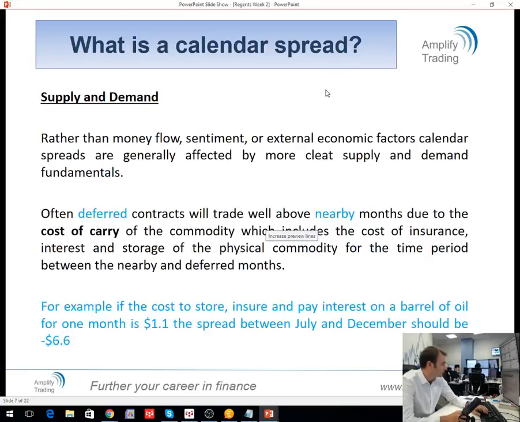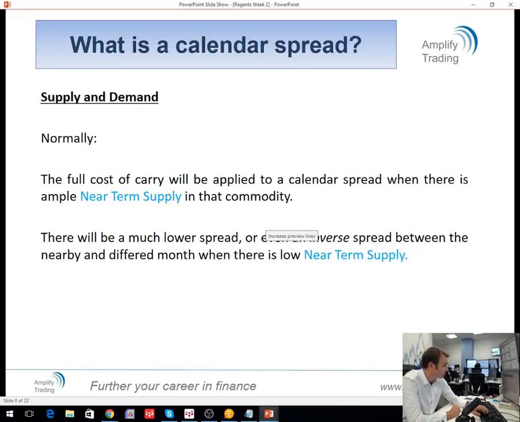So here we go on to supply and demand. Rather than money flow, sentiment, or external economic factors, calendar spreads are generally affected by more clear supply and demand fundamentals. And often deferred contracts will trade well above nearby months due to something called the cost of carry. This is the cost to actually store a commodity over time. That has to be reflected in the price if somebody doesn't want delivery until 6 months' time. I'm going to give some examples of this.